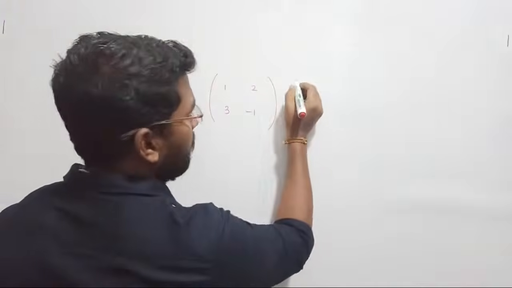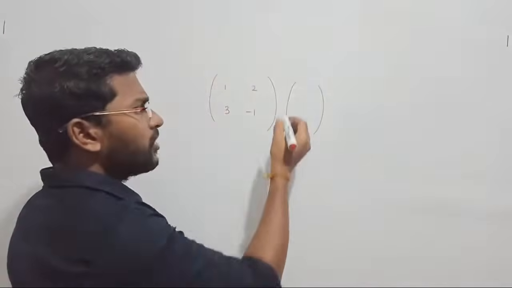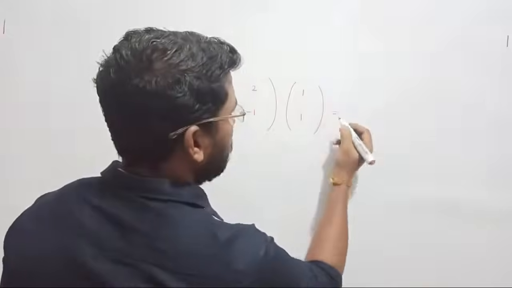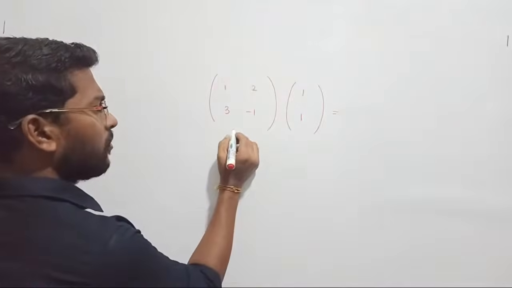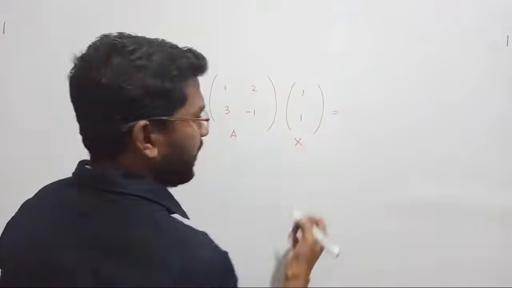For example, let me explain. With this, I am considering one more vector. That value is, let us consider, 1, 1. Such that this resultant matrix will be here. Let me call it matrix A. Let me call the vector of variables x.